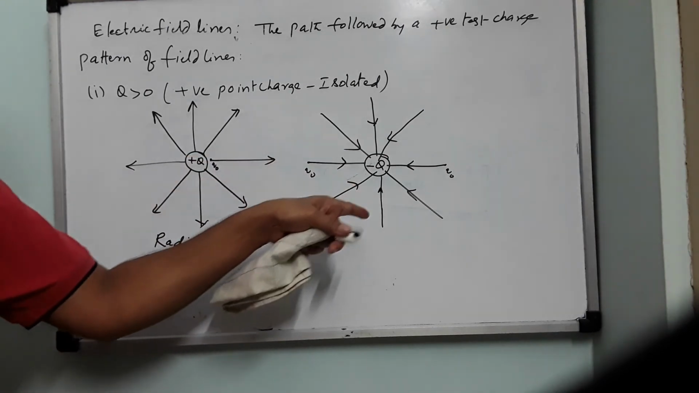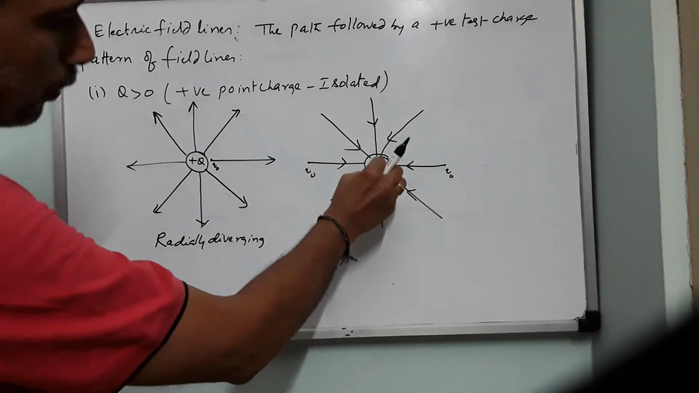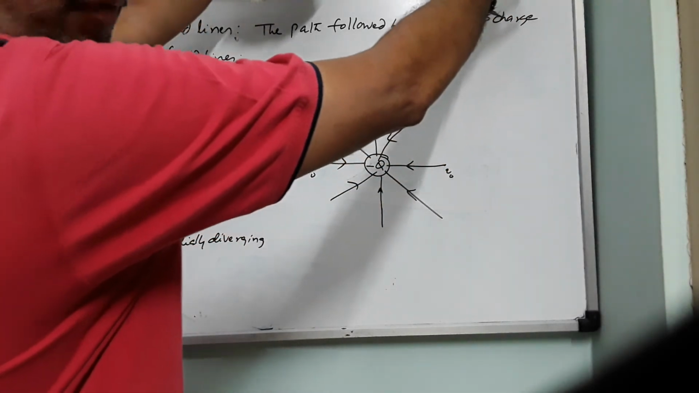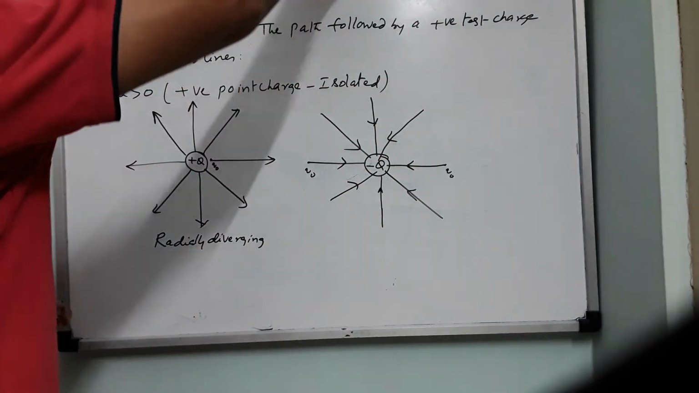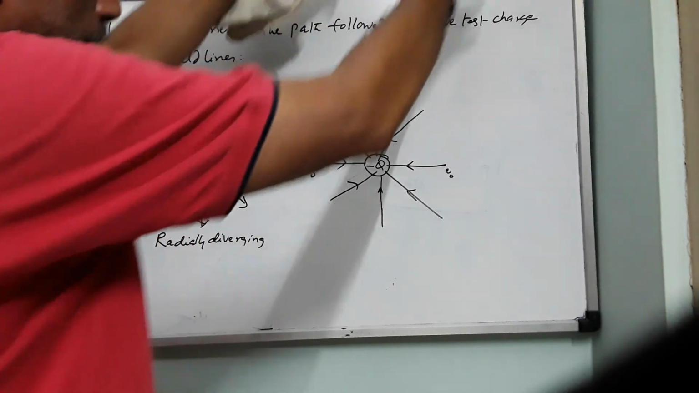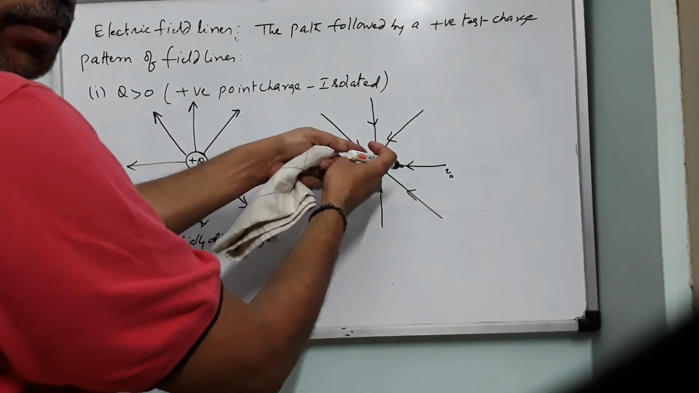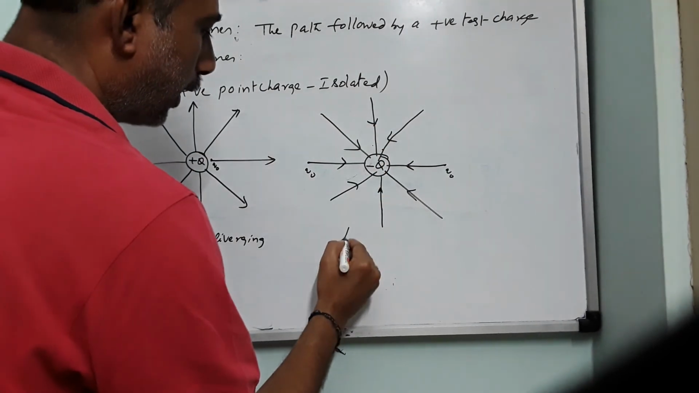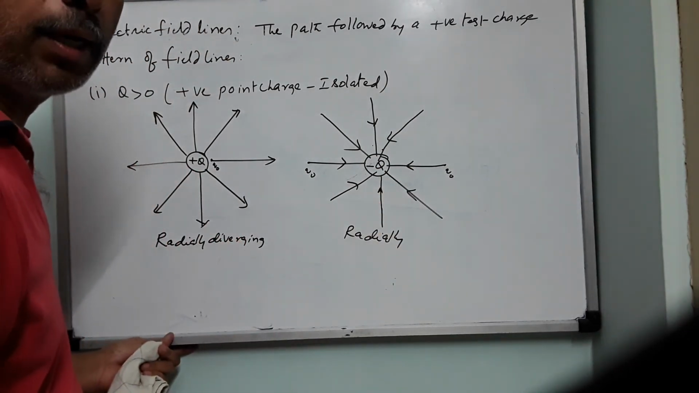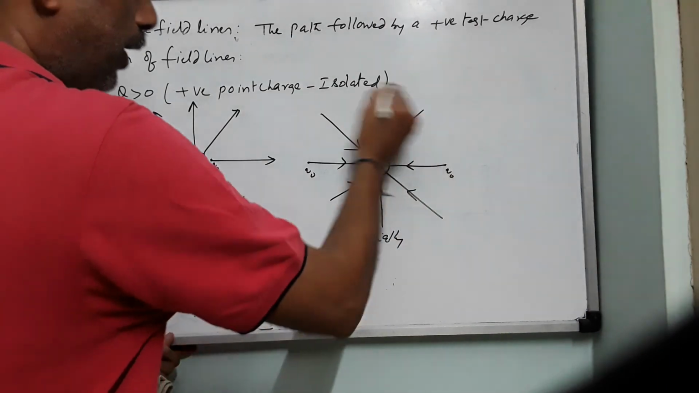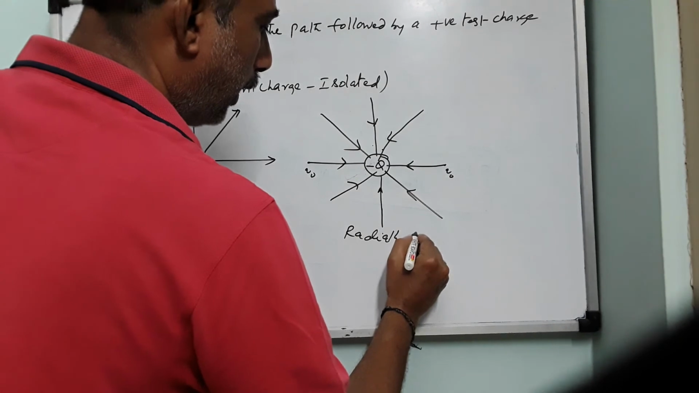Both will have the same symmetry. But one thing is, this is diverging and this is what? Converging. They are coming close here. Where are they starting from? They are starting from infinity. Where are they ending? They are ending at infinity. Starting from infinity, they are coming closer and closer. So this is called radially converging. Why radially? Because every field line is nothing but the radius of a circle I draw. If I draw a circle like this, all of them will become radii. That's why this is given a special name, radially converging.